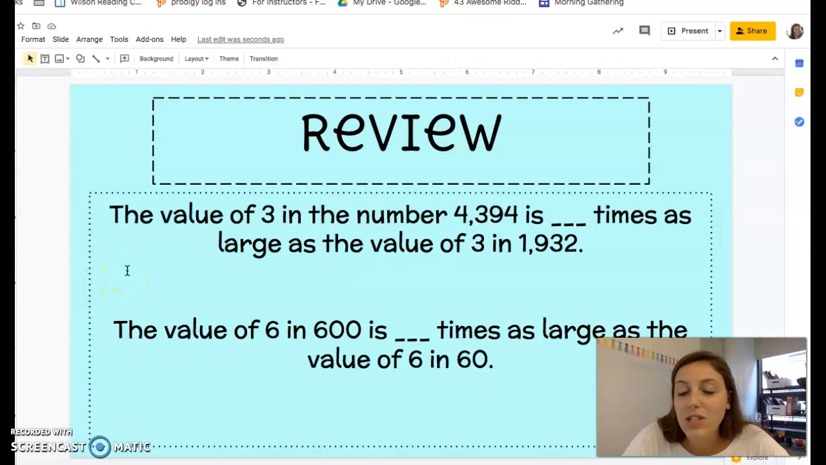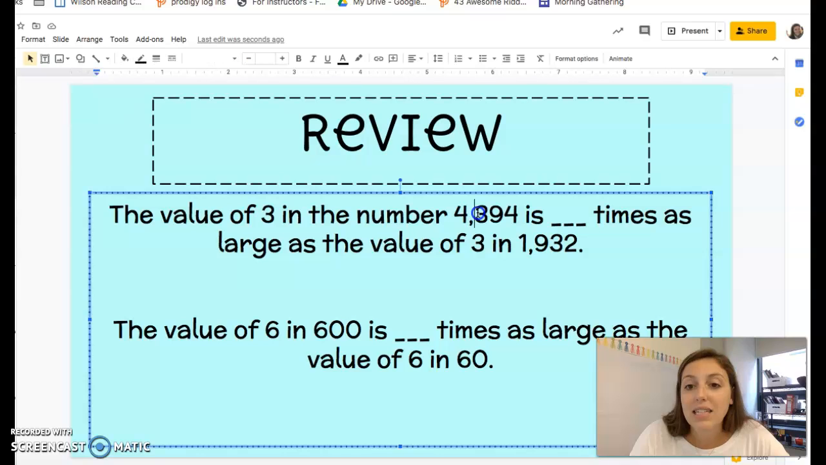The value of the digit 3 in the number 4,394 is blank times as large as the value of the digit 3 in 1,932. So you're going to pause the video again in a moment. When you do, this question is asking you to think about the digit 3 here is in the hundreds place, and the digit 3 here is in the tens place. How many times as great is this 3 to this 3?